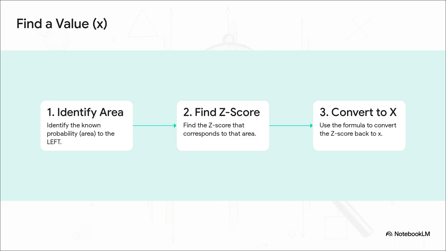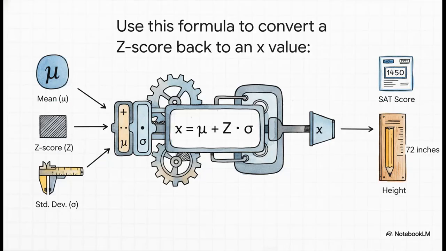And the procedure is just as straightforward. First, you need to identify the known area to the left of your cutoff point. Second, you find the z-score that matches that area. And finally, you use another formula to unstandardize that z-score, turning it back into your original value, x. And here is that reverse formula. It's really just a simple rearrangement of the first one we saw. To find your value x, you just start with the mean and add the z-score multiplied by the standard deviation. This is what translates that universal z-score back into the specific units you care about, like SAT points or pounds or inches.